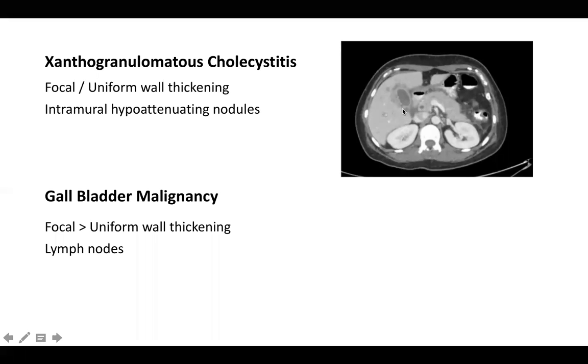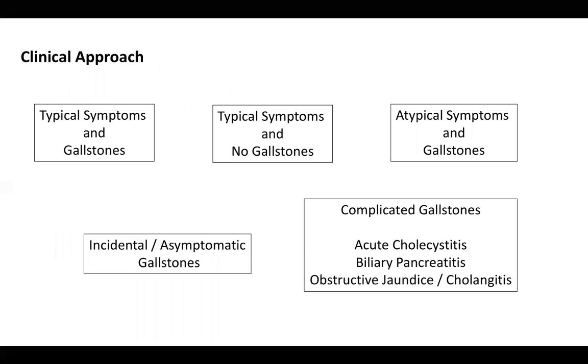So that is what I have shown here. Well, in this picture, this is a CT scan of one of our patients. So you can see these nodules within the gallbladder wall. This is typical of xanthogranulomatous cholecystitis. A gallbladder malignancy usually has focal thickening, with or without lymph nodes.